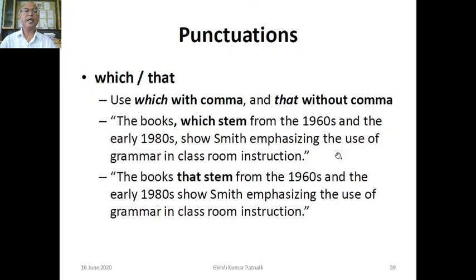Now this is again interesting: sometimes we use the word which, sometimes we use the word that. See it very carefully: which takes a comma, that is always without a comma. See the example: the books, comma, which stem, then I continue. Here you see before which there is a comma. But the same example, I'm writing again using the word that. Now see, there is no comma. So whenever you use the word that, there should not be any comma. But whenever you use the word which, there must be a comma before which. So be careful about these punctuations.